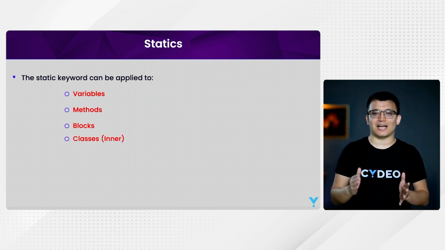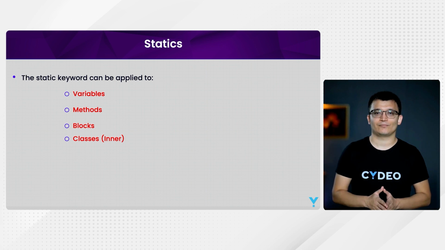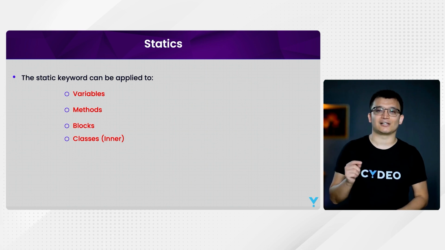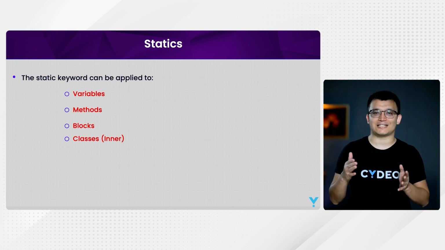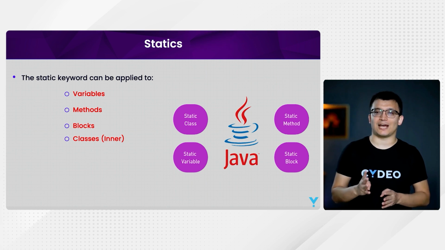And lastly, the static keyword can also be applied to the classes. But not every single class can be static. In order for a class to be declared as static, the class must be an inner class. In other words, only when you have a nested class, then the inner class can be declared as static. So those are the four members that we can apply the static keyword to.